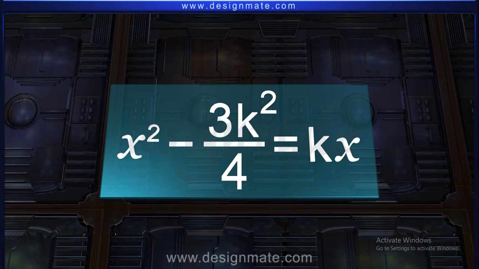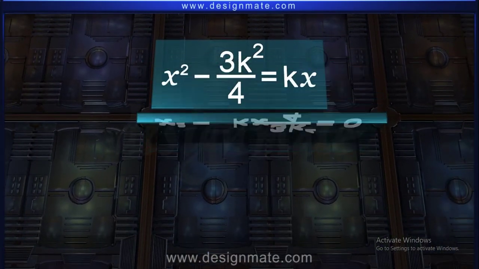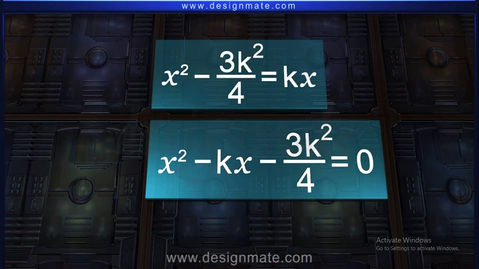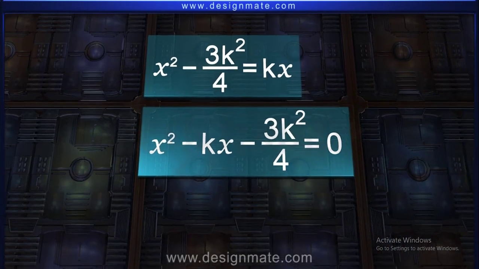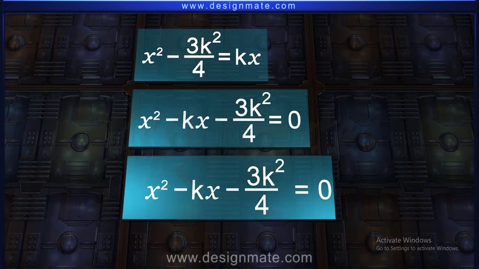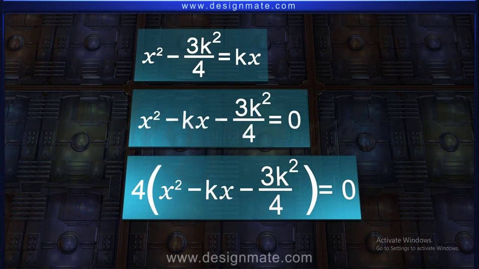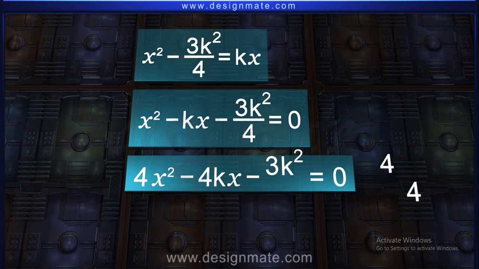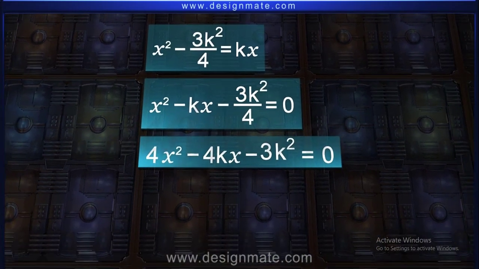x² − 3k²/4 = kx. The given equation is x² − kx − 3k²/4 = 0. Since the roots of the equation x² − kx − 3k²/4 = 0 and 4(x² − kx − 3k²/4) = 0 are the same, it is enough to solve the equation 4x² − 4kx − 3k² = 0.